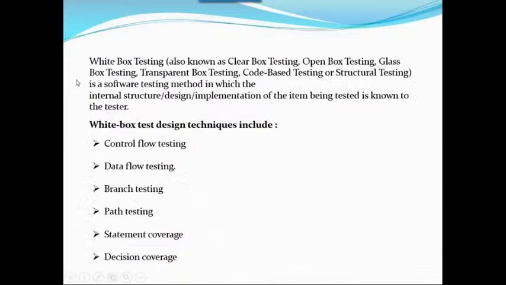Don't get confused here. White box is also known as clear box. Clear box means I'm able to see the code. Open box, I'm able to see the code. Glass box, I'm able to see the code. Transparent box means I'm able to see the code. So there are many names.